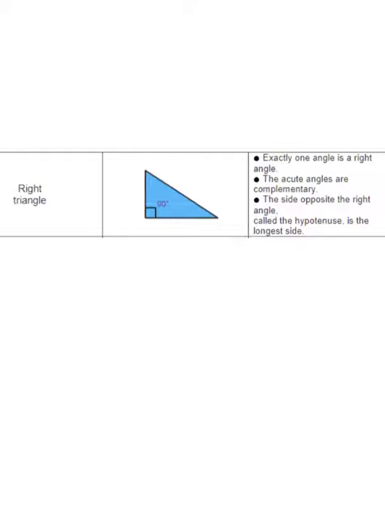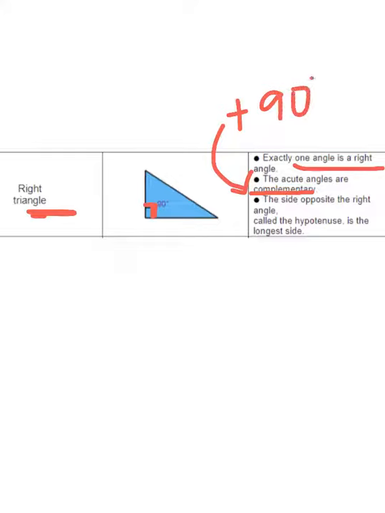Alright, a right triangle is one that we've already talked about. A right triangle has a box here, which makes this 90 degrees. It has exactly one right angle. The acute angles are complementary. Complementary means that they add up to equal 90. So these two other angles, this angle and this angle, will add up to equal 90.